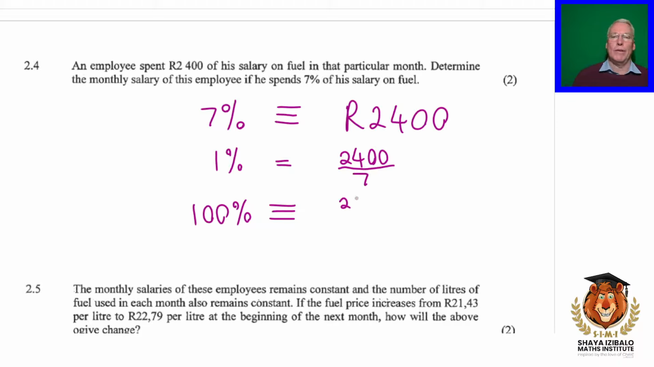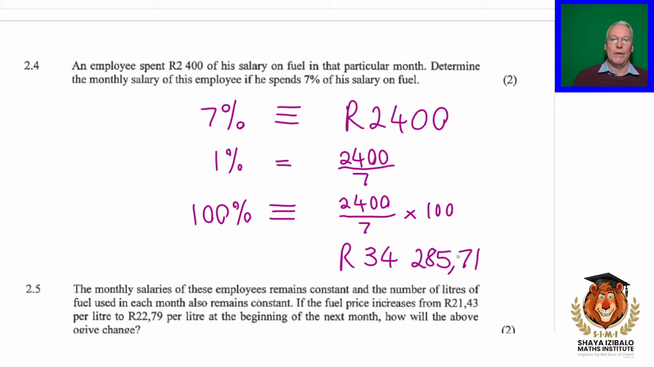How do we get from 1% to 100%? Well, that's fairly obvious, isn't it? We're going to multiply on both sides by 100. And when we work this out on a calculator, we actually get 34,285.71 cents.